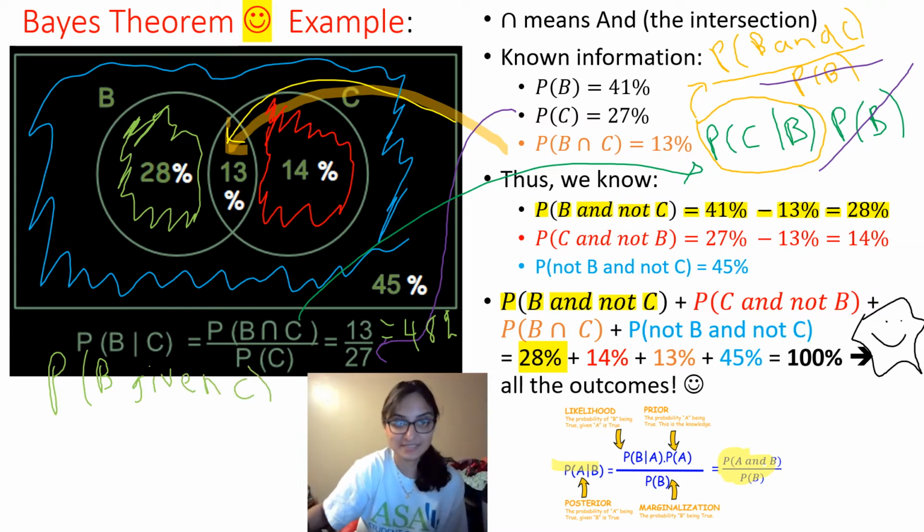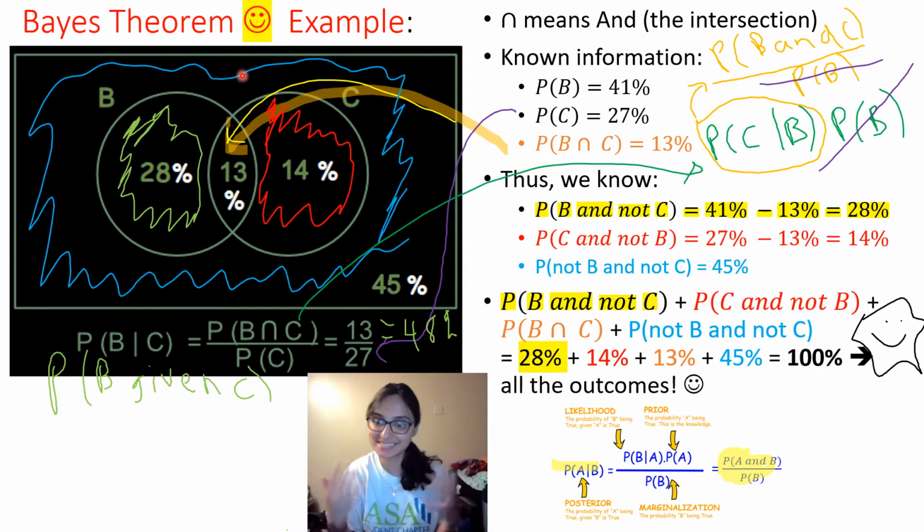probability of B given C, that's what this is, just around 48%, which is boosted up over 41%. So this is just an example of Bayes' theorem. So this is the conditional probability of B given C, which is different from the probability of B outright, you know?